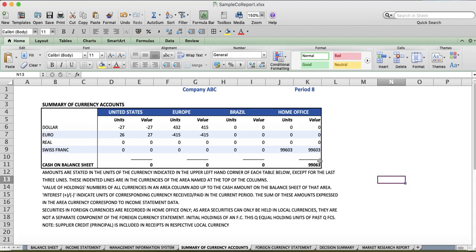Now, if you want to know more, then you would need to look at the foreign currency statement, which we do in another tutorial.